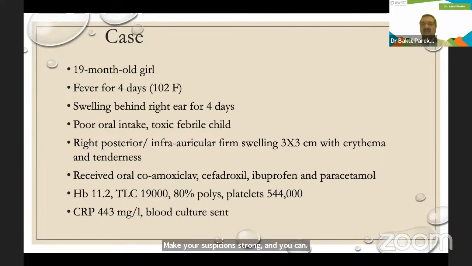A 19-month-old girl, fever for 4 days, swelling behind the right ear for 4 days, poor oral intake, a toxic febrile child, with a right posterior firm swelling, 3 by 3, with erythema and tenderness. She received co-amoxiclav, cefadroxil, ibuprofen, everything, because the child was worsening and everybody was getting panicky. Total counts were increased with neutrophilia, platelets 5,44,000, and CRP in 3 figures, and the blood culture, which came later on, was negative.